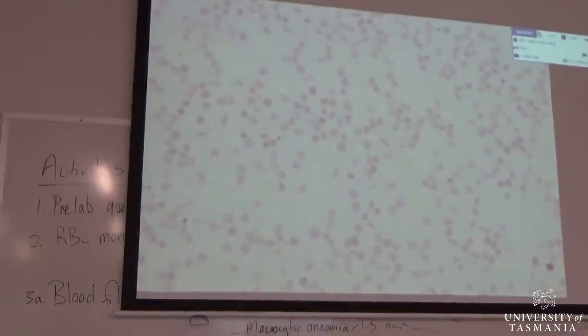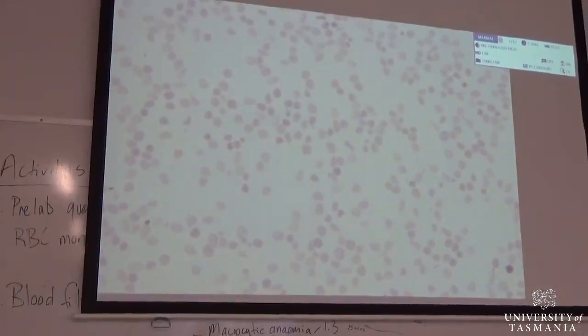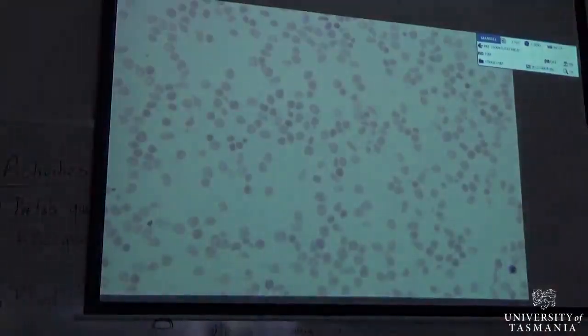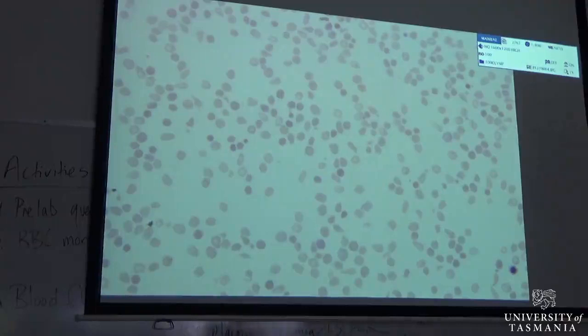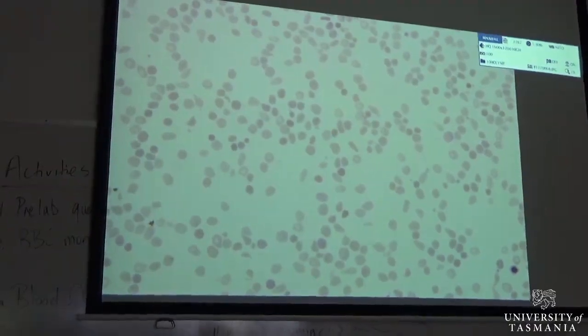Okay, so this is the first blood film, which is patient 2.7. So this is the patient who had a known beta thalassemia, but they were querying G6PD deficiency in a crisis.